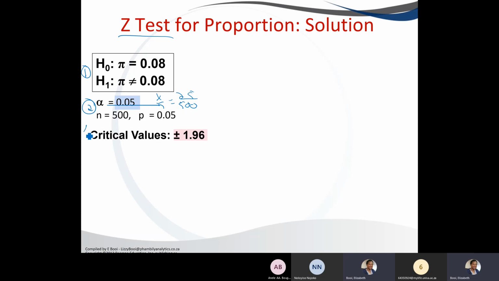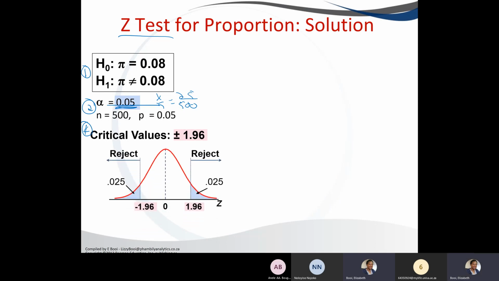Step number 4, we go find the critical value. We are using alpha of 0.05. By now, you should know that when it is Z alpha divided by 2, for a 0.05, your critical value will be 1.96. We should know that by now. If not, you can go find it on the table.